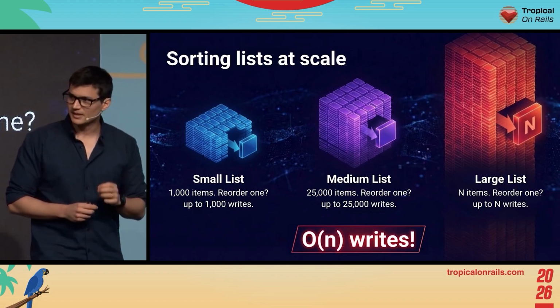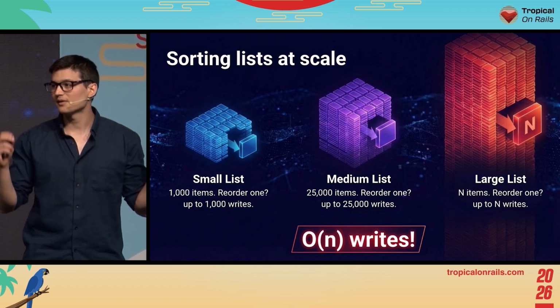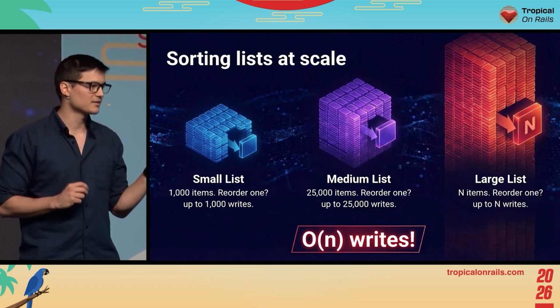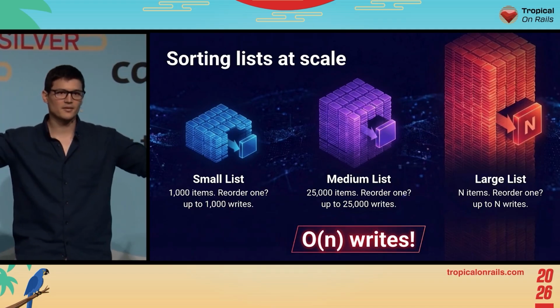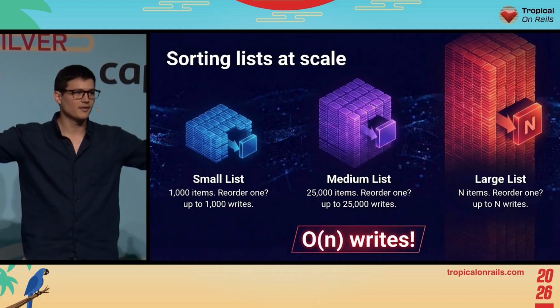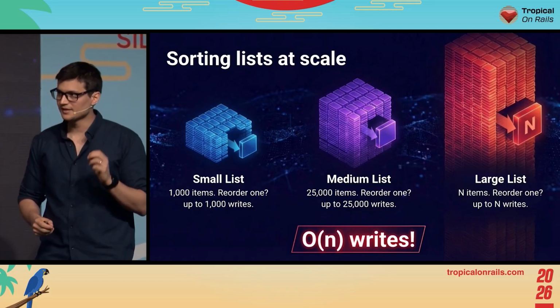What if we have a medium list, 25,000 items? One insert, that's up to 25,000 rows that we write. And we can generalize this concept. N items, one write, one insert, that's up to N writes. And this is O(N). And sometimes O(N) at scale is a killer.